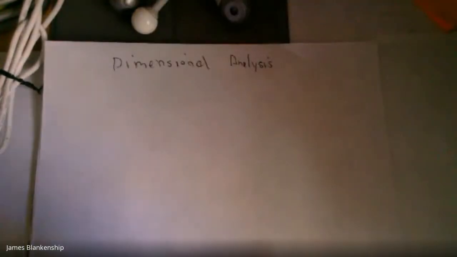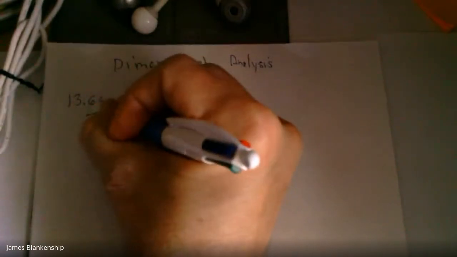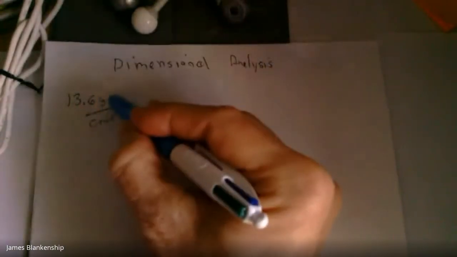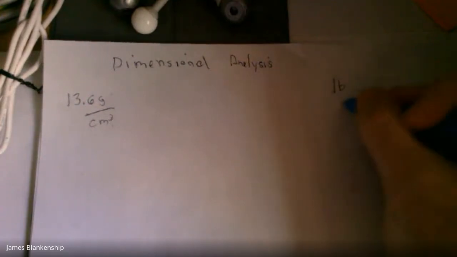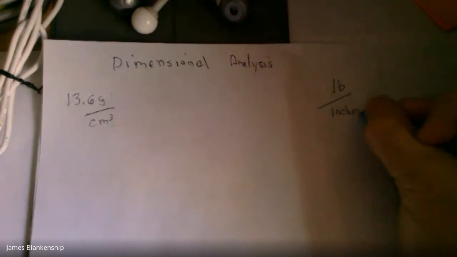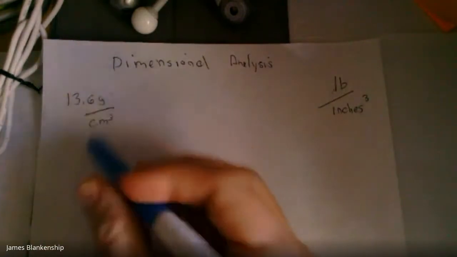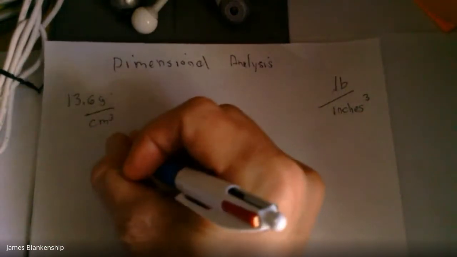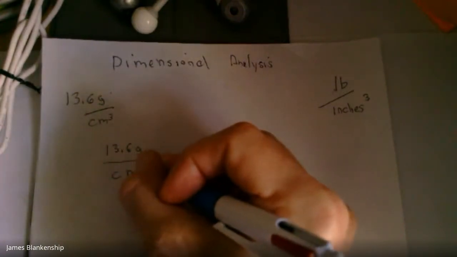So let's take a pretty standard equation. Let's say that we're given a density of 13.6 grams per centimeter cubed, because when it's density, it's always a mass over a volume. And they want to know what that would be in pounds per inches cubed. So you're going to start with 13.6 grams on top, and centimeters cubed on bottom.